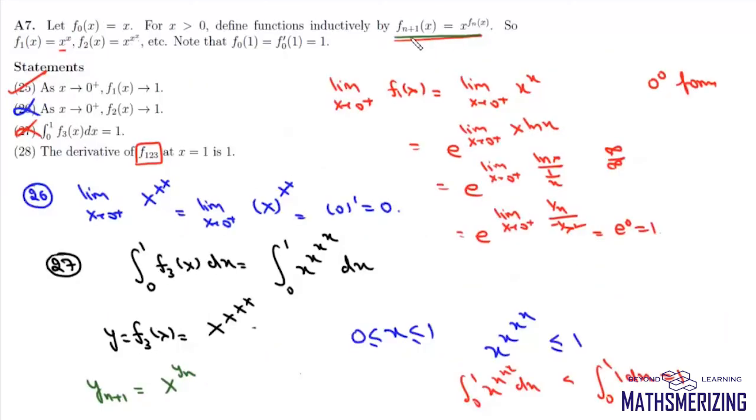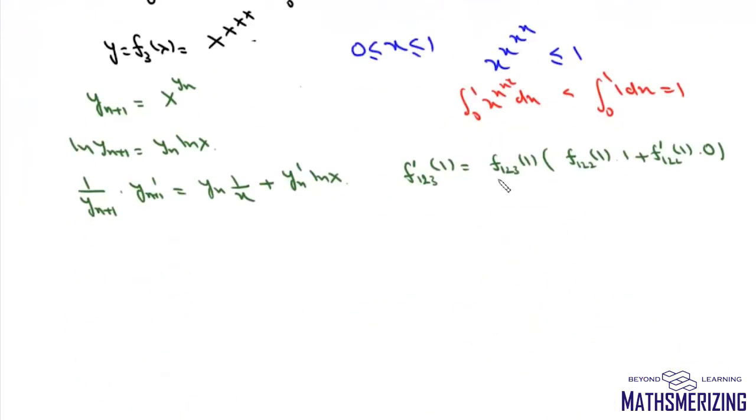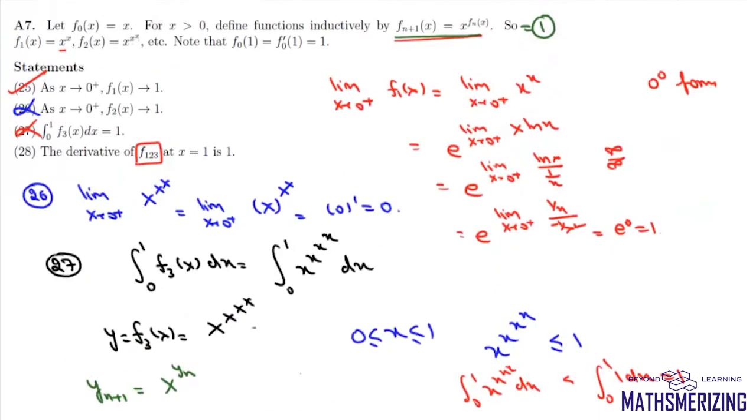Now any fn plus 1 x is 1 to the power 1 to the power 1 to the power 1. So this value will always be 1. So the value of f123 at 1 is 1 and f122 at 1 is also 1. So the value of this derivative will be 1. That means statement 28 is correct. So the correct statements are 25 and 28.